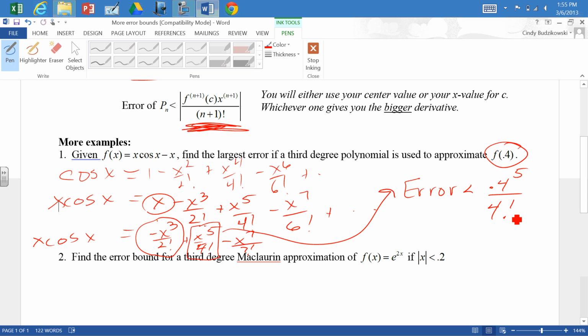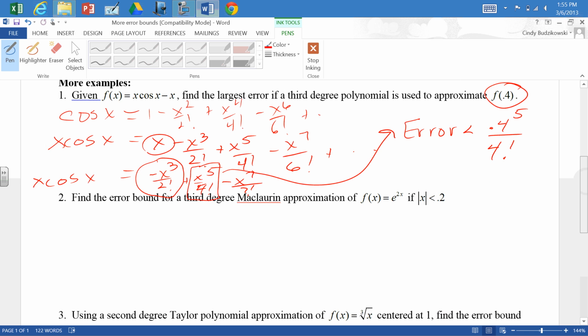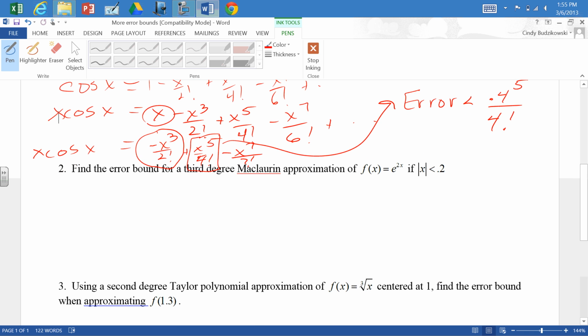Okay, and next one. So again, pause this, try it on your own first, then come back to it. Okay, so e to the 2x is not an alternating series. We are trying to find the error bound for a third degree Maclaurin approximation. Third degree, so we need to find the fourth derivative.